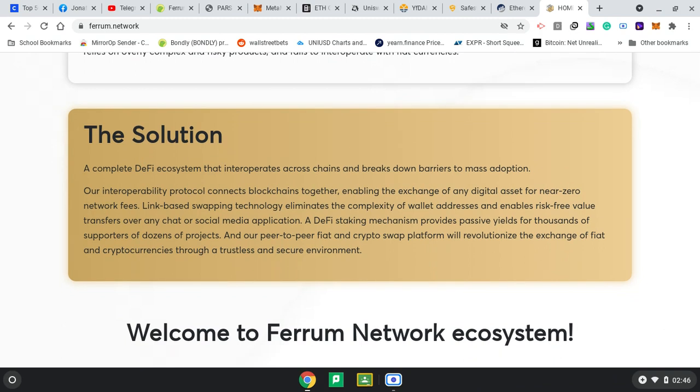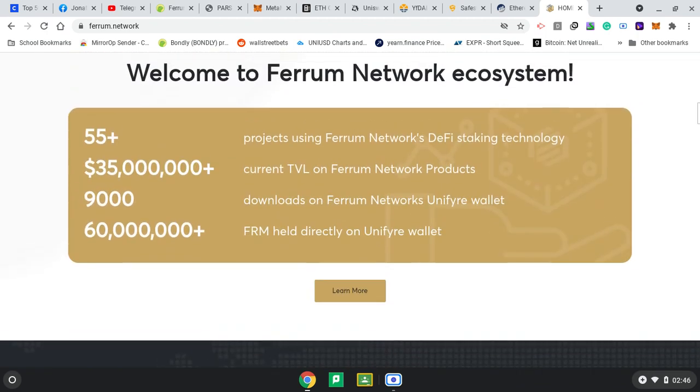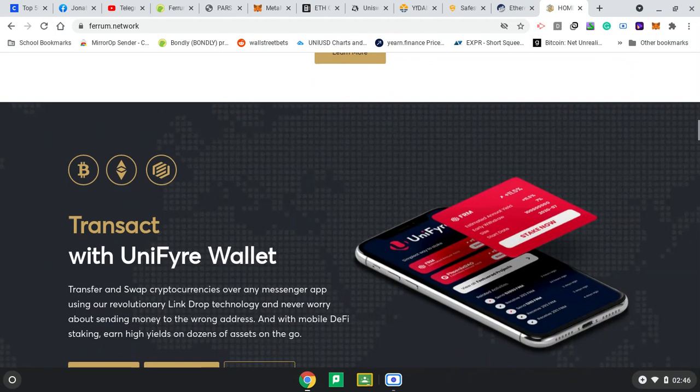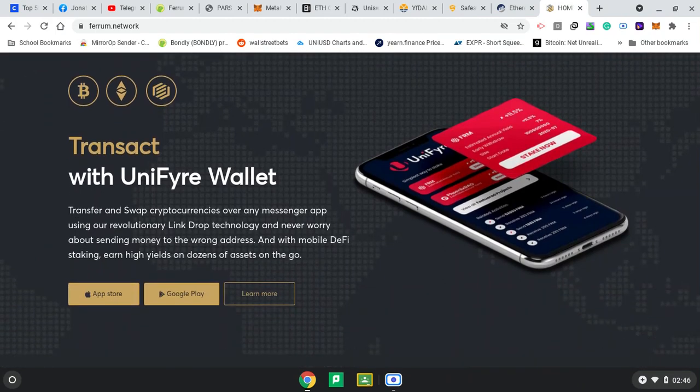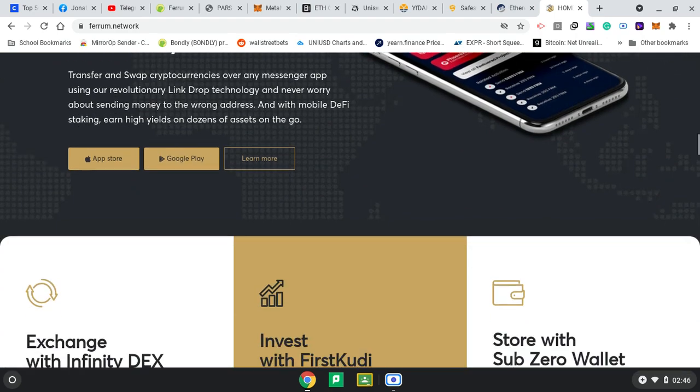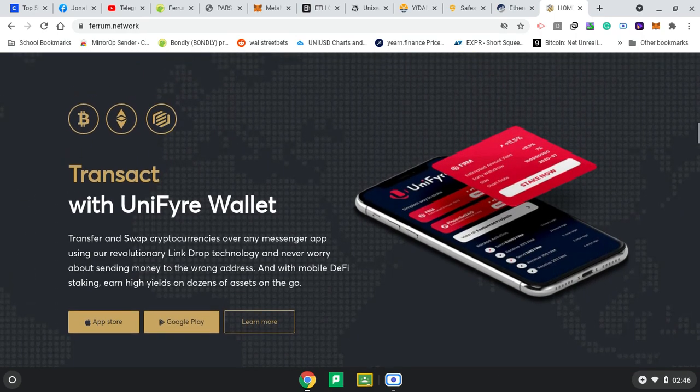So let's see the solution: a complete DeFi ecosystem that interoperates across chains and breaks down barriers to mass adoption. An interoperability protocol connects blockchains together, enabling the exchange of any digital asset for near zero network fees. Link based. Okay, welcome. Yeah, so it seems the project using Ferrum is trying to be that bridge, able to help the mainstream start adopting crypto, transact with a unified wallet, transfer and swap cryptocurrencies over any messenger app. You can get this on the App Store and Google Play.